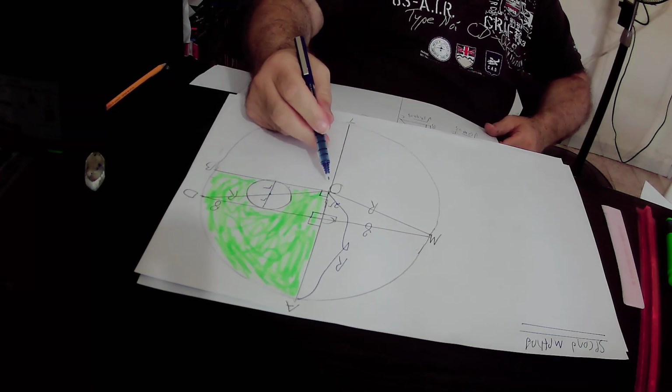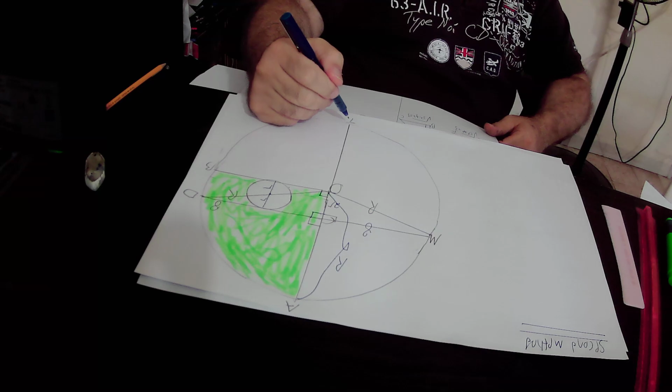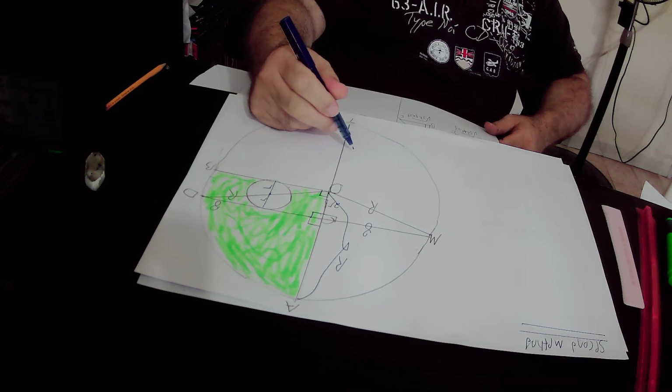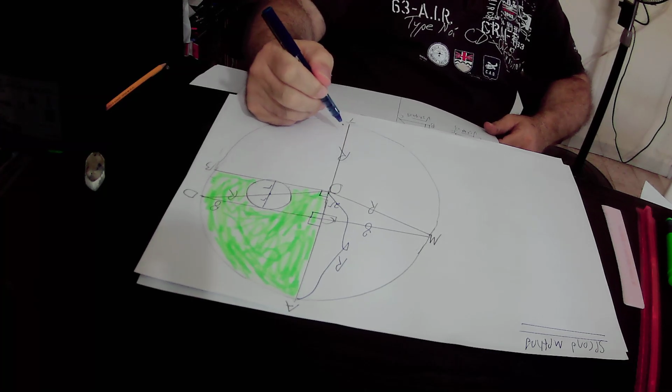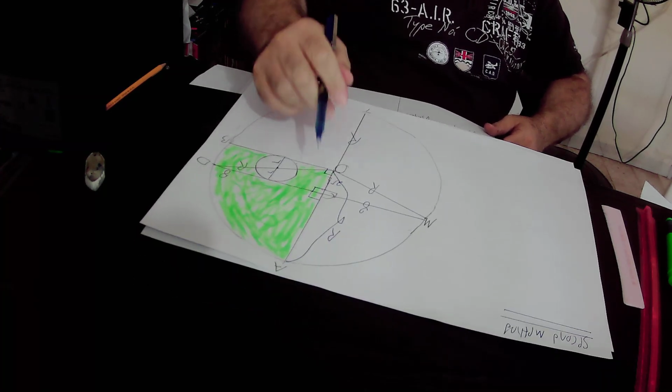Here, point O is the center of the big circle, point T is a point on the big circle itself, therefore OT is the radius of the big circle that is equal to capital R. What is the value of AC?